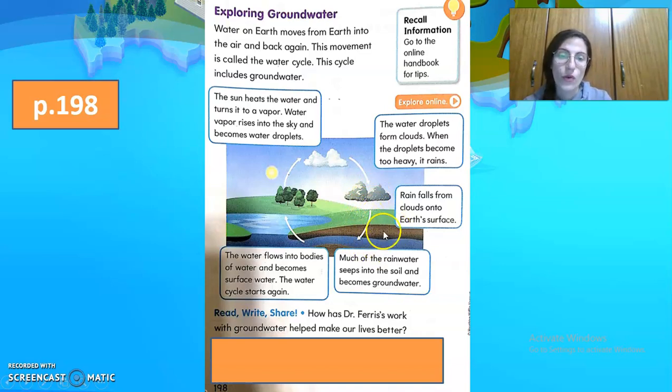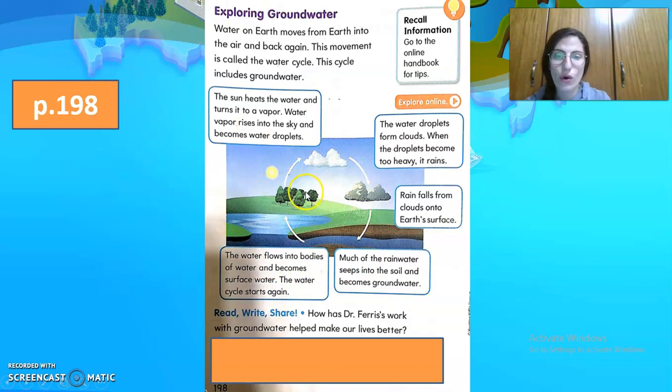When the rain reaches the Earth's surface, what happens to the rainwater? It seeps. It means it goes into the soil and becomes groundwater. Okay? Now the groundwater flows into the bodies of water such as the rivers, oceans, lakes, and so on, and becomes surface water. And the water cycle starts again. Okay? What do we mean?